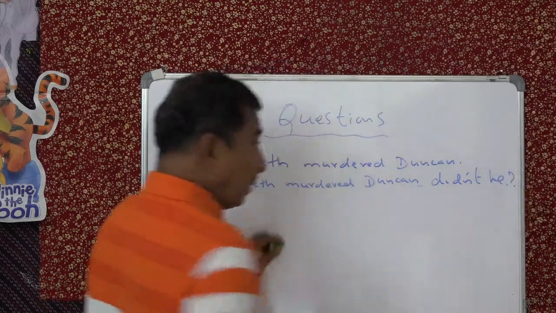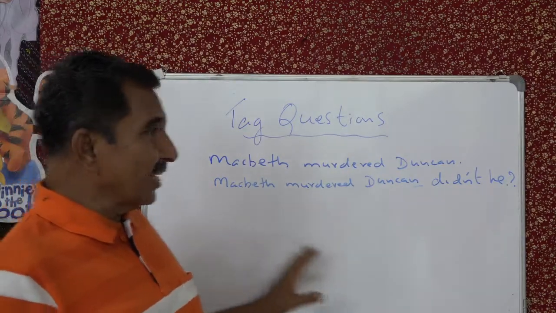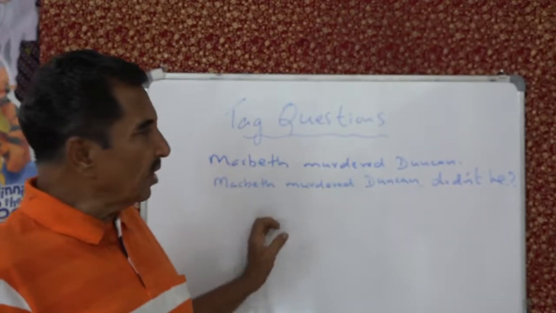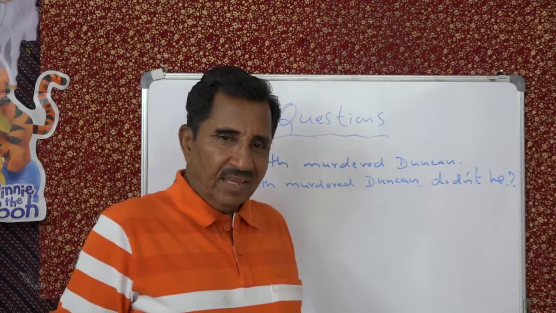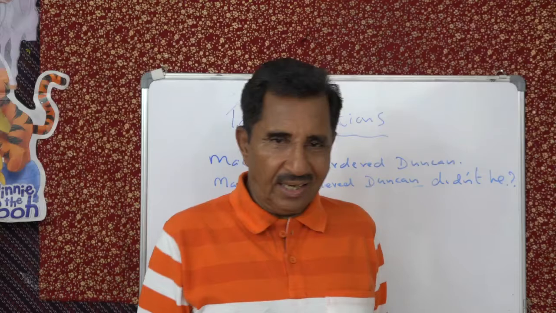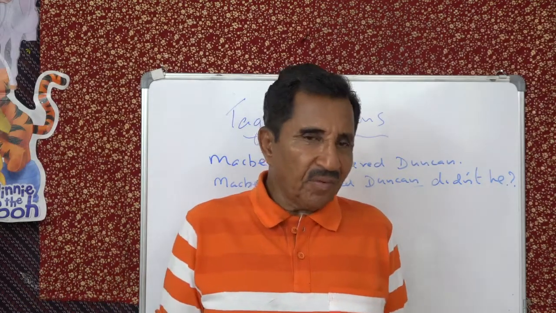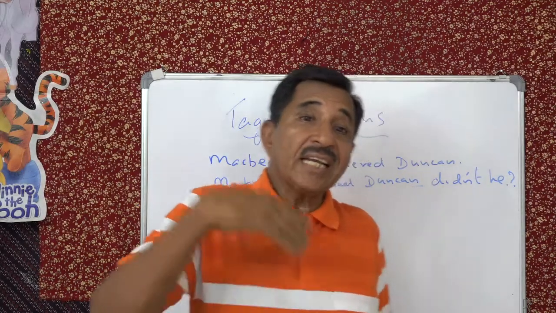You don't say "did Macbeth." Understand that? You should not write like that. Did Macbeth? No. Instead of this, you can use the pronoun: Macbeth, didn't he? Understand? Now, why do you ask this question tag? Not for getting any additional information, but for what? Either affirming the statement or negating the statement.